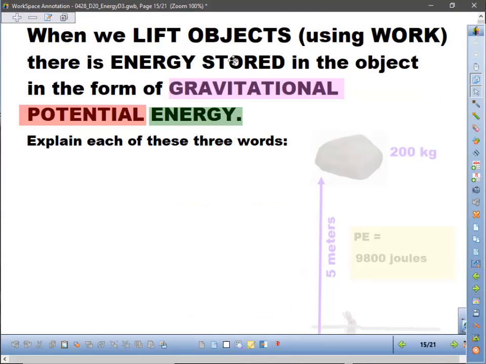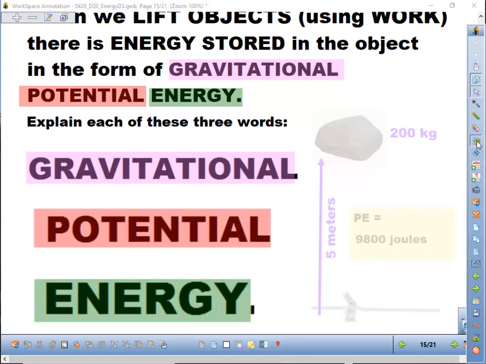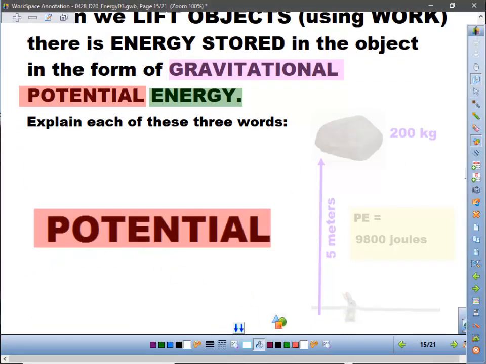Let's talk about this. When we lift objects using work, there's energy stored in the object in the form of what we call gravitational potential energy. Gravitational potential energy. So let's think about these three words, okay? Let's first talk about potential. What do you think the word potential means? For example, when someone says that you have potential, what does that mean? Well, to have potential means you have the ability to do something. The potential to do something. Does it mean that you're necessarily doing it? No, you might not actually be doing anything, but you have the potential, the ability to do something.